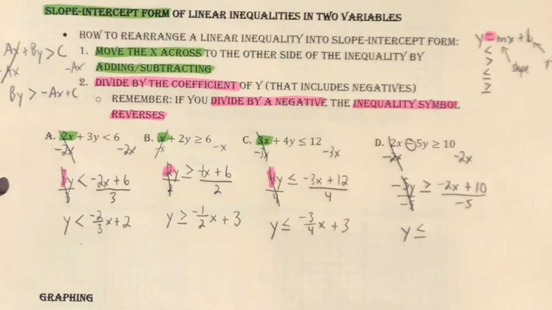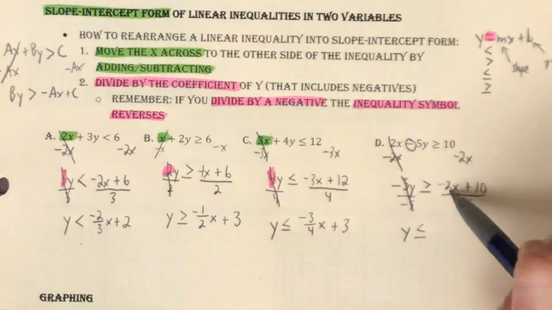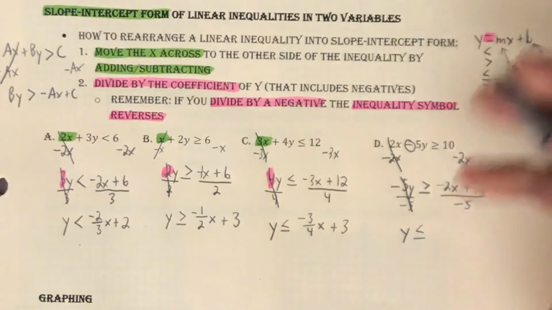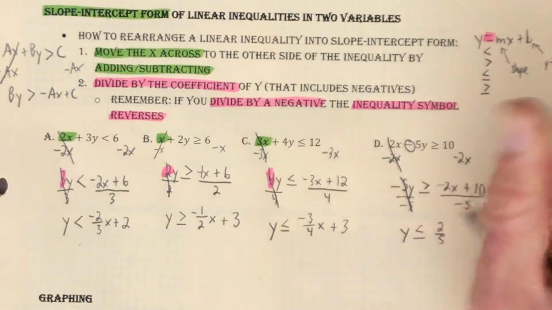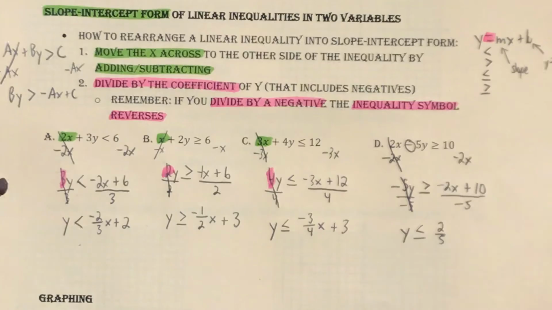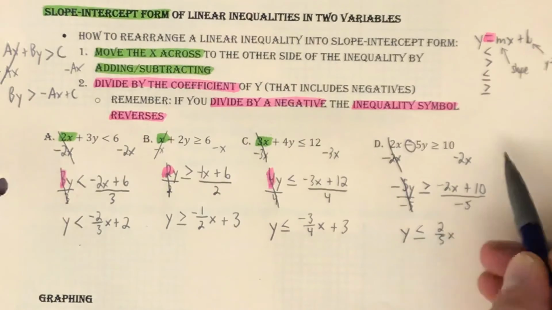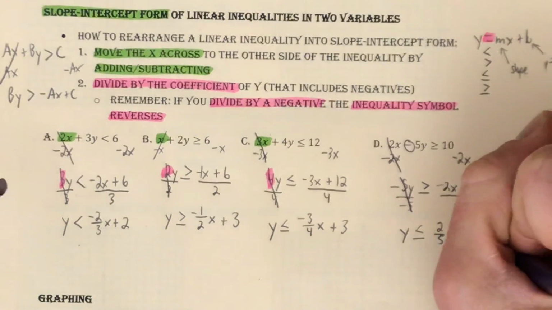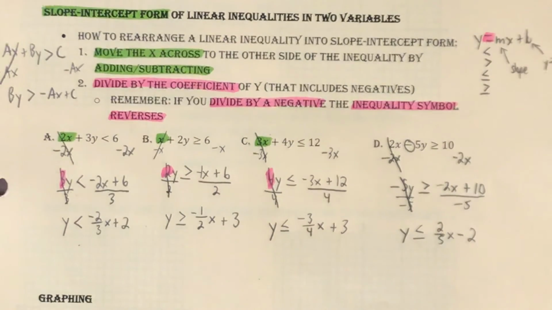Then we need to divide each term on the right side by negative 5. So negative 2x divided by negative 5, well, I know that 5 does not go evenly into 2, so it is a reduced fraction. So we're going to have 2 over 5, and a negative divided by a negative is a positive. So this becomes positive 2/5 x, bring the x down, and then positive 10 divided by negative 5: 10 divided by 5 is 2, and a positive divided by a negative is a negative. So my final linear inequality in slope-intercept form is y is less than or equal to 2/5 x minus 2.